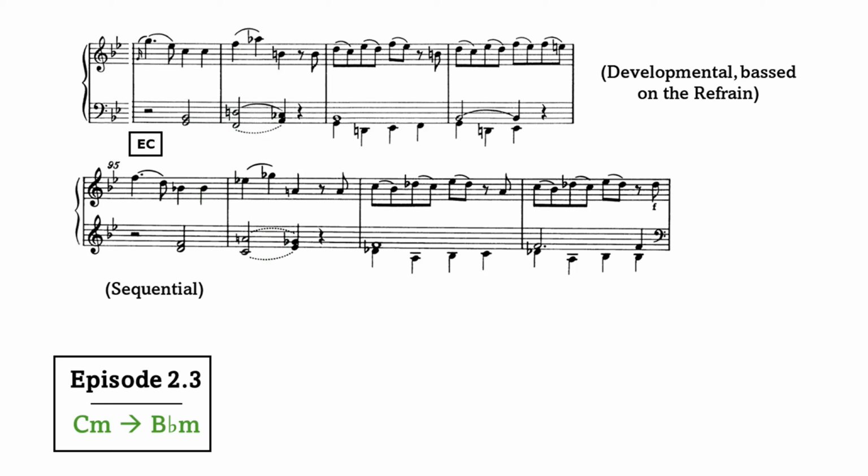And now the biggest surprise yet. Instead of resolving the last cadential progression as expected, a new subsection suddenly begins. A developmental passage based on the refrain that starts in C minor and modulates to B flat minor, resembling in every aspect the ending of a sonata form development.